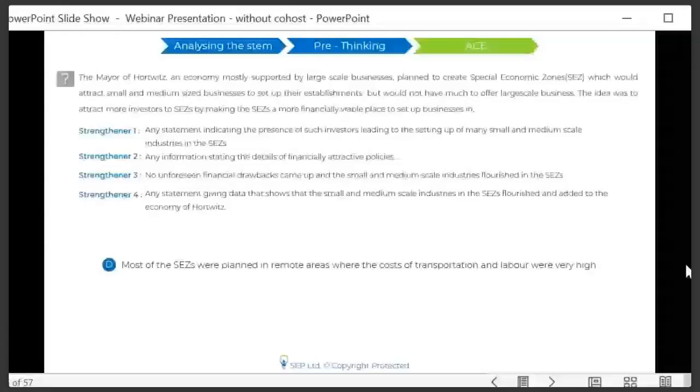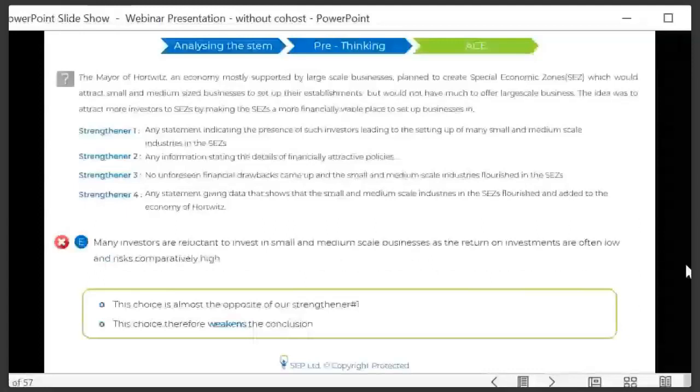So you have seen the plan and goal framework in action for two questions. You have also seen that if you're using the framework, sometimes you will be able to eliminate the incorrect choices based on your pre-thinking. Say, for example, if you look at choice E, you're able to eliminate it because you already thought of Strengthener 1 and you know that this is the opposite of that Strengthener. So, therefore, this is a weakener. It's not the correct choice and you eliminated it. That is what the framework does, efficient and effective.